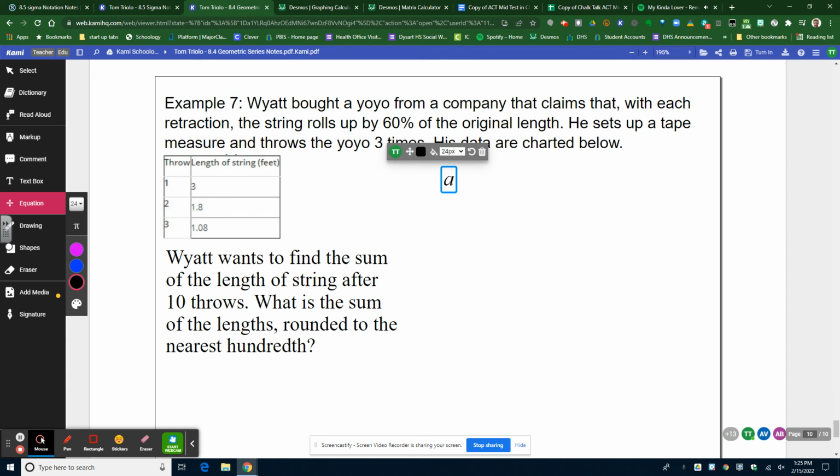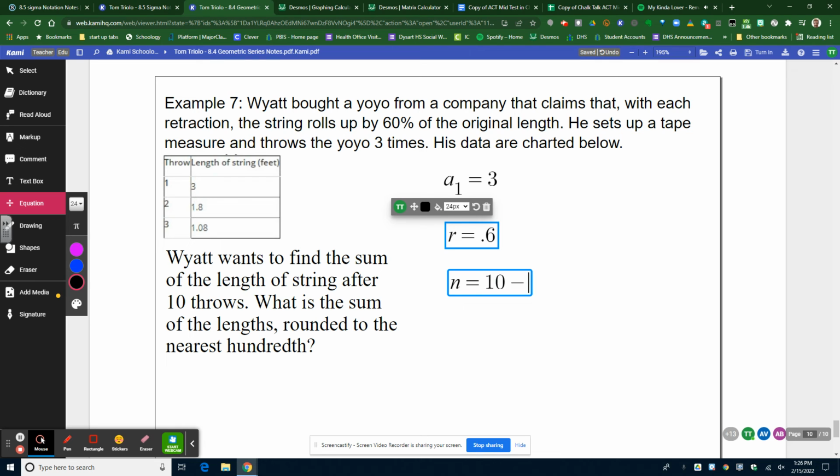So this one's a little more straightforward. A sub 1 is 3. The only thing that is ever so slightly more work is changing 60% into 0.6. Okay. So your common ratio is 0.6 here. And then it tells how many times, after the 10th throw. And 3 over 5 is fine too. Yep. Okay.